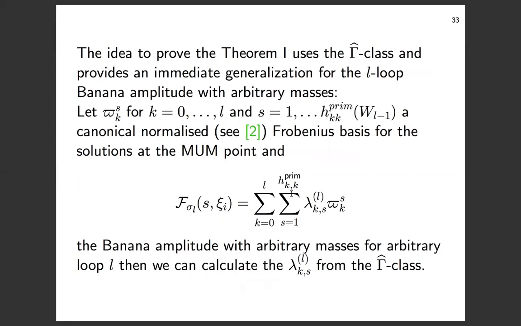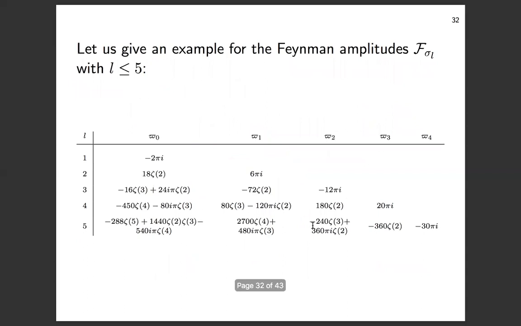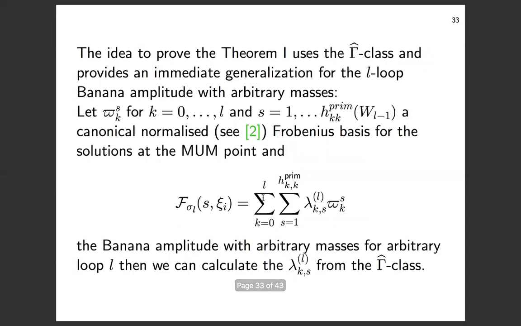Anyway, this was for the equal mass case, where you have just this one logarithmic solution. If you want to have it for the non-equal mass cases, then you have many logarithmic solutions, and they are just given by the primitive cohomology of your Calabi-Yau space. So here, for instance, for the four-loop graph, you would have four logarithmic solutions and so on. And you have to also find these ones, but they are also given by the gamma class.